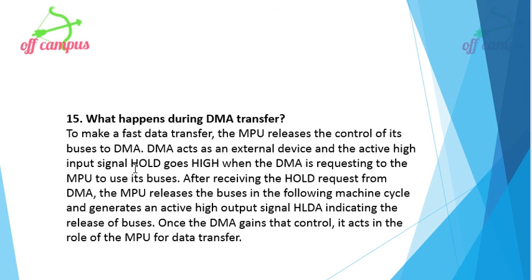HOLD is an active high input signal. After receiving that, the MPU gives the high output signal HLDA, indicating the release of buses. Once the DMA gains control, it acts in the role of the MPU for data transfer. So this is the process of DMA transfer.